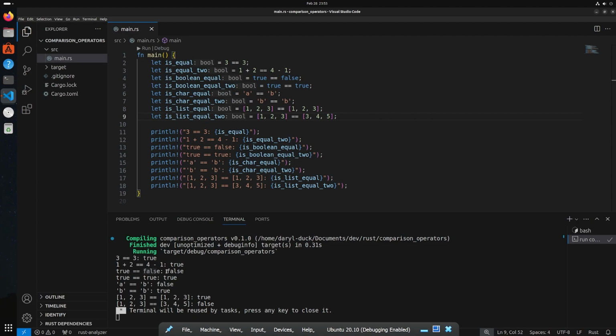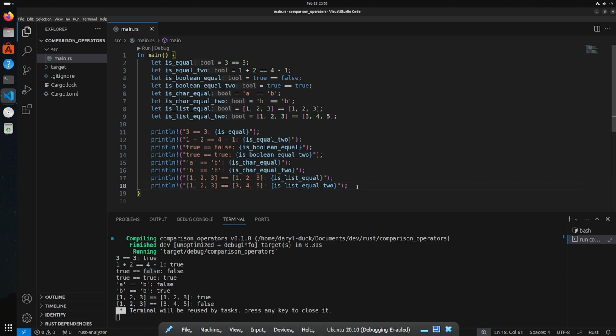True double equals false is obviously false. 2 double equals true is true. A double equals B is false. B double equals B is true. And then the list that's the same, that's true, but the list that is different is false. Cool. So that is what we call the equals comparison operator.